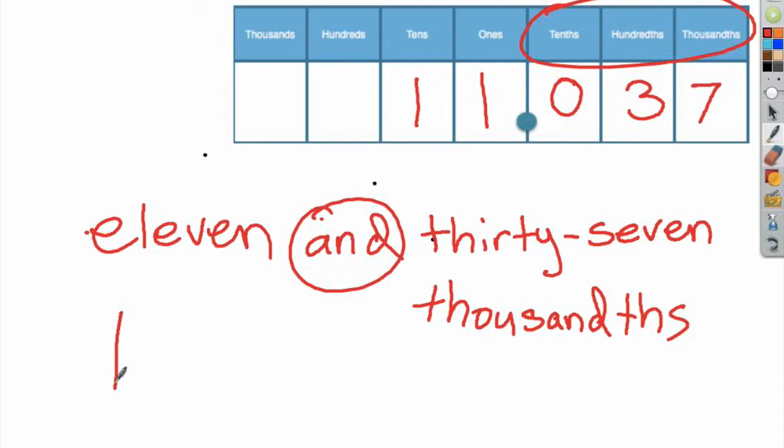My whole number in this case is 11. Well, if I'm doing fractions, instead of putting a decimal, I'm going to draw a line. Just like that. That right there says and. That's my decimal. 37. What place is it in? Thousandths. How many zeros are in 1,000? 3. 3 places over. That means we're going to put it above 1,000. It's 3 places over. It has 3 zeros.